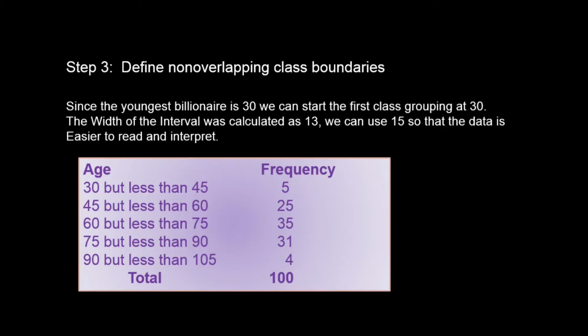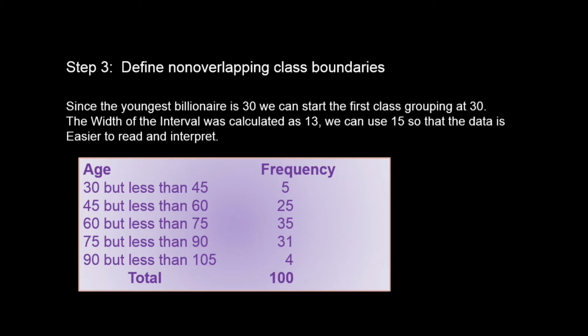Since the youngest billionaire is 30, we can start the first class grouping at 30. We could also start it at 25 if we want; that's again your choice. We calculated the width of the interval to 13 and rounded it up to 15. So the first class grouping would be from age 30, and then the width of the interval is 15, so between 30 and 45. So we would write that out as 30, but less than 45.